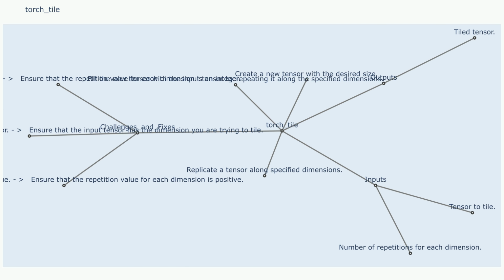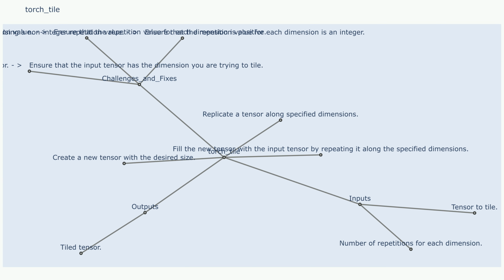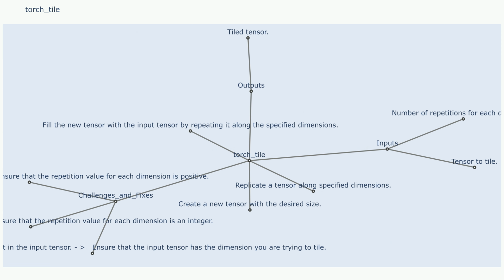torch.tile. Description: the torch.tile function in PyTorch is used to create a new tensor by repeating the original tensor along specified dimensions. It is a versatile function for expanding the size of tensors in a controlled manner. Inputs. Input 1, input tensor. This is the original tensor you want to repeat.